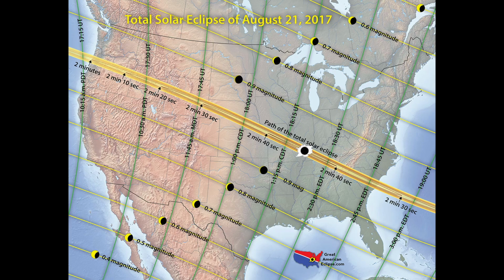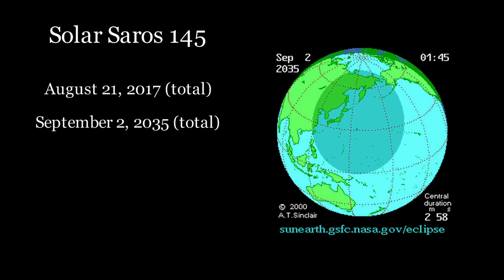This eclipse was a part of Saros Series 145. The next solar eclipse in this series is on September 2nd, 2035, but it will mostly occur over the Pacific Ocean.